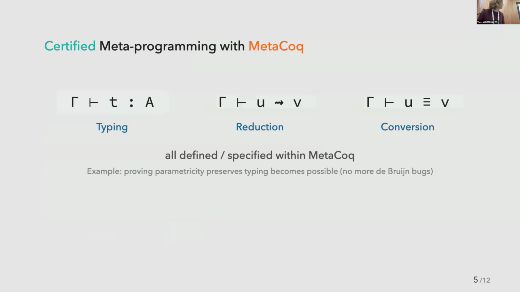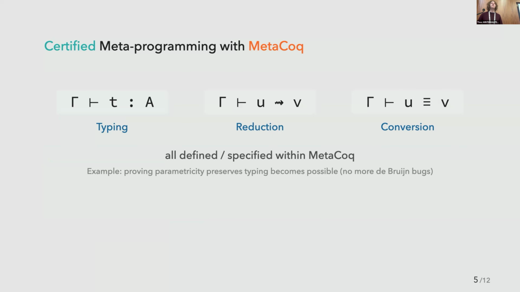So how do you do certified metaprogramming? You have this representation of typing, of reduction, and of definitional equality. These judgments are also inductive predicates, and you can reason about them. They're all defined and specified within the MetaCoq library. For instance, you can prove that parametricity preserves typing.